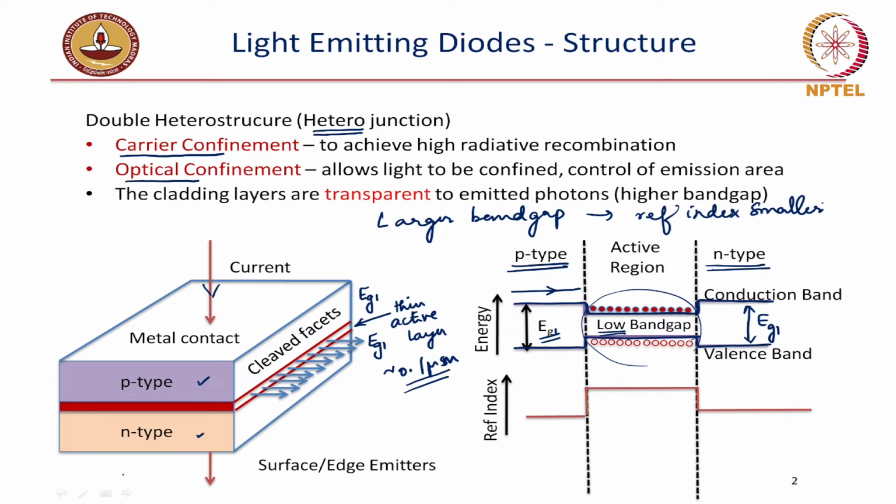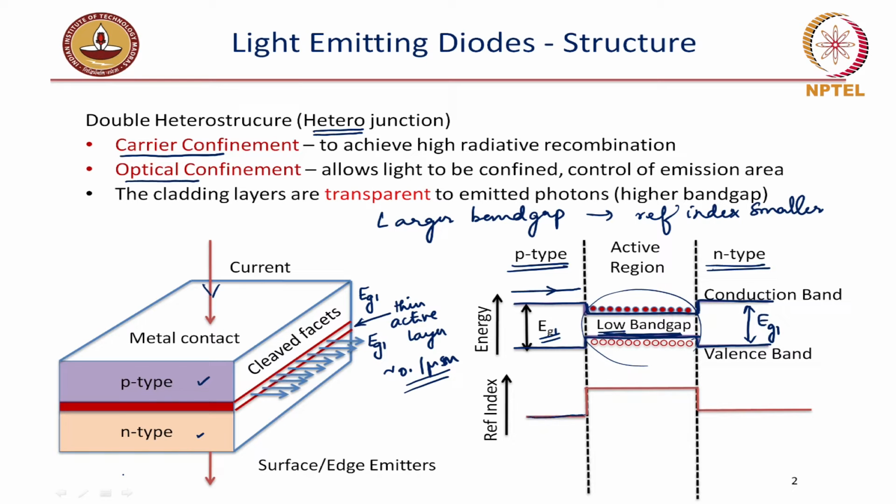So this is not by intentional design, but this is how it happens. It's a consequence of band gap. The larger the band gap, the smaller the refractive index, which means that this lower band gap region, which is the active region, actually sees the higher refractive index.